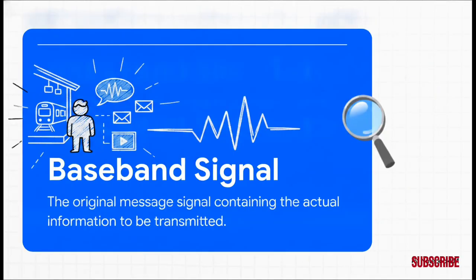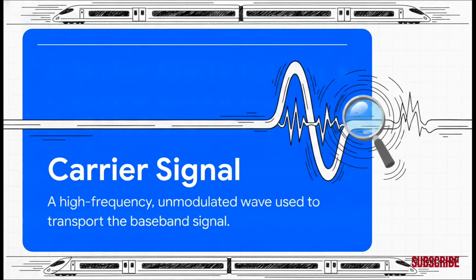And that brings us to our very first crucial definition, the baseband signal. Think of the baseband signal as our passenger waiting on the platform at the train station. This is your original message. It's your actual voice, your text message, your video data, the raw information that needs to be transmitted before anything has been done to it. It holds all the important information, sure, but it doesn't have the legs to make that long journey on its own.